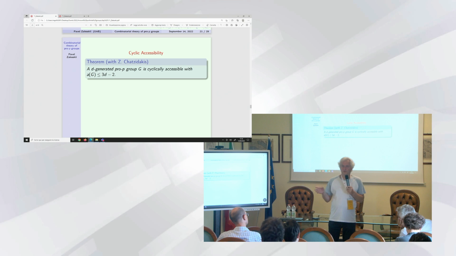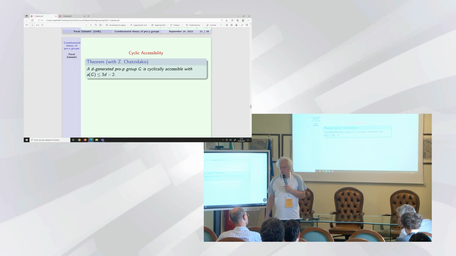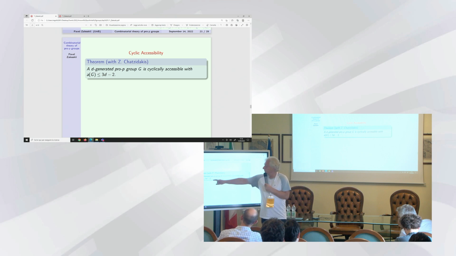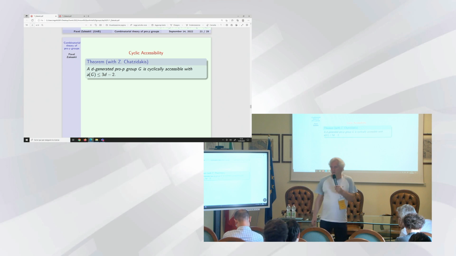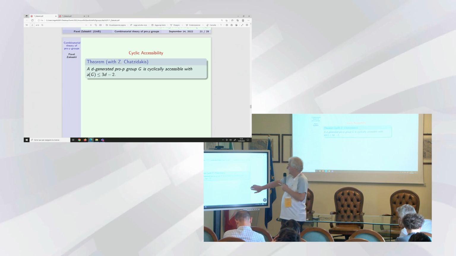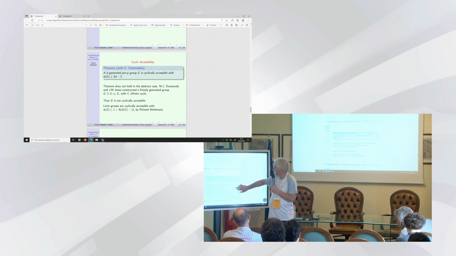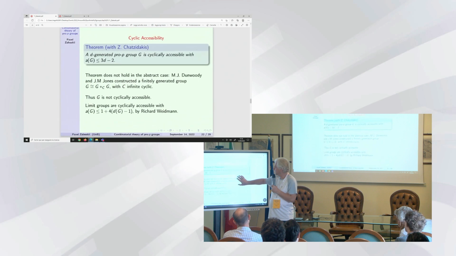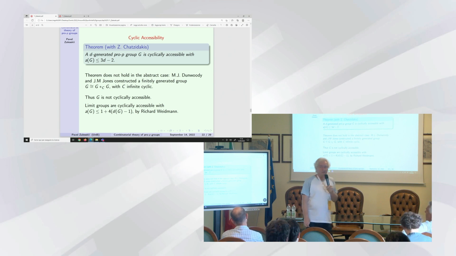We don't need to assume any malnormality, right? And this is a result obtained jointly with Deutsch, and we even have a bound on the number of accessibility. It's less than or equal to 3d minus 2. However, in the abstract case, just for contrast, I say that actually in the abstract case, a group can be cyclically inaccessible.